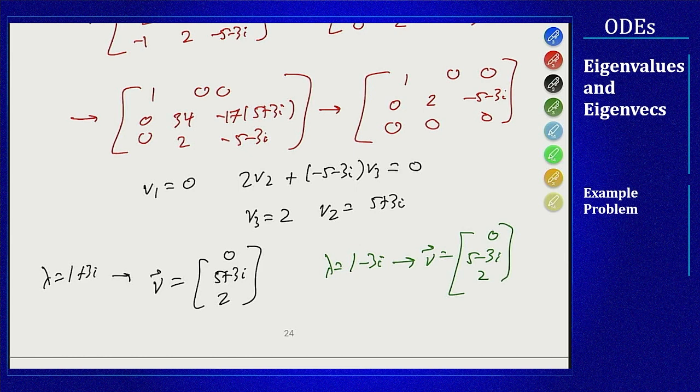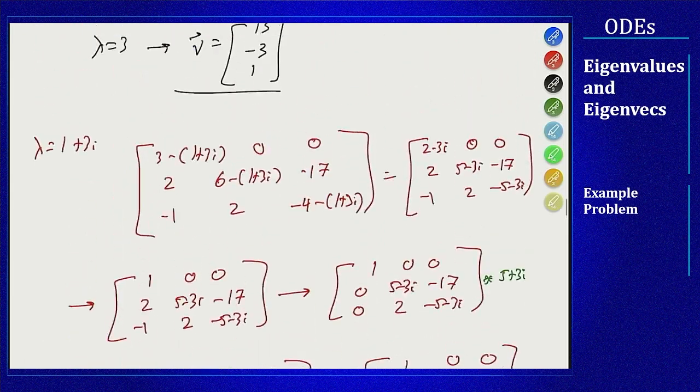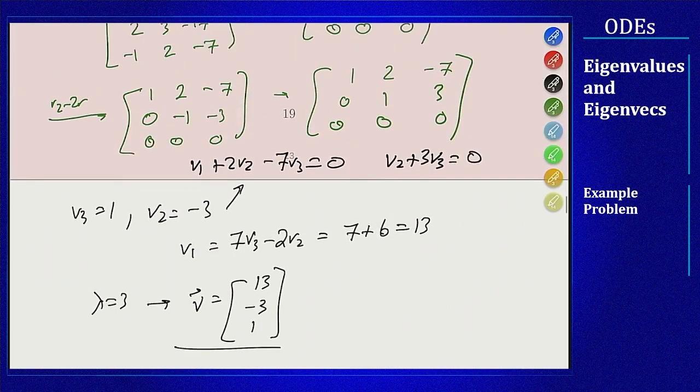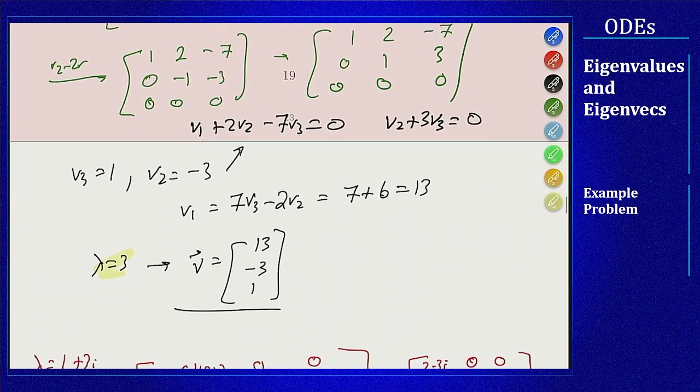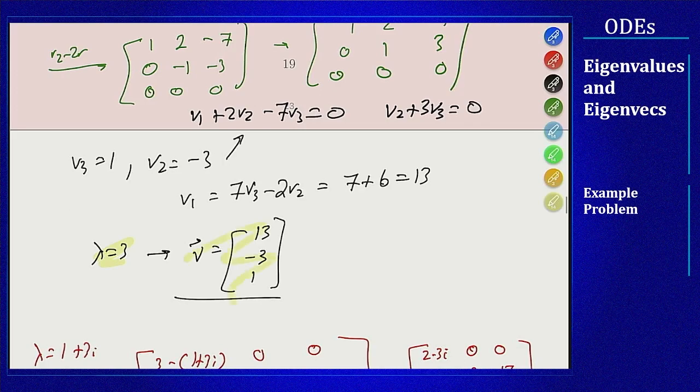This was a case of having one real eigenvalue and two complex eigenvalues, and the process of working out the eigenvectors for those different values. So at the end, we see that for 1 plus 3i, we got 0, 5 plus 3i, and 2. For the conjugate, 1 minus 3i, we get the conjugate eigenvector of 0, 5 minus 3i, and 2. And then our real eigenvector was up here. For lambda equals 3, we had an eigenvector of 13, negative 3, and 1.